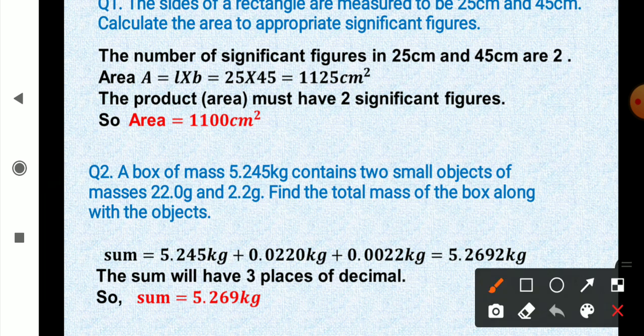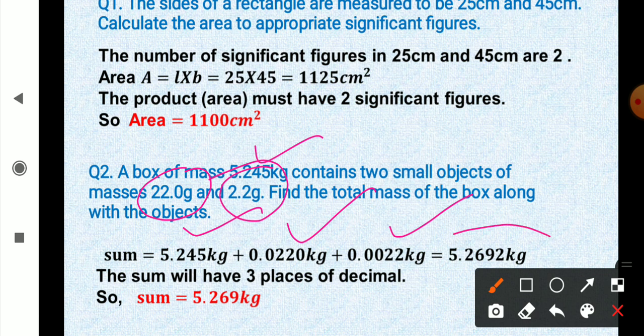So the sum is mass of the box plus the first object 22.0 gram, that will be 0.0220 kilogram. Second object 2.2 gram, so 0.0022 kilogram, and when you add them you get 5.2692 kilogram.